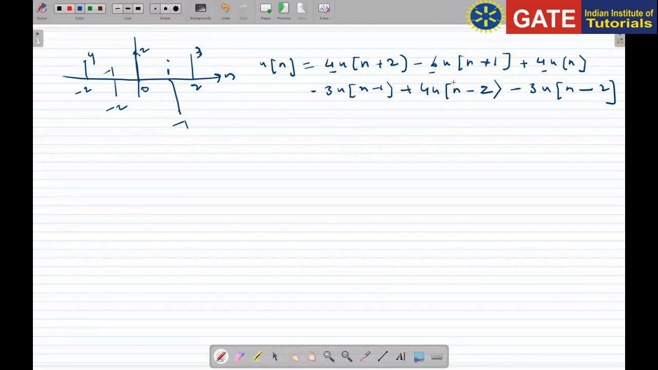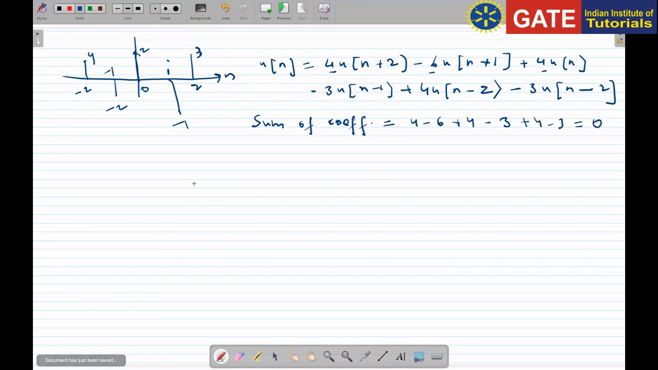4, 4, 4, 8, 12, and 12. Sum of coefficient, again here also, sum of coefficient is equals to 4 minus 6 plus 4 minus 3 plus 4 minus 3 is equals to 0. These things we have already discussed in the continuous time domain. Am I right?